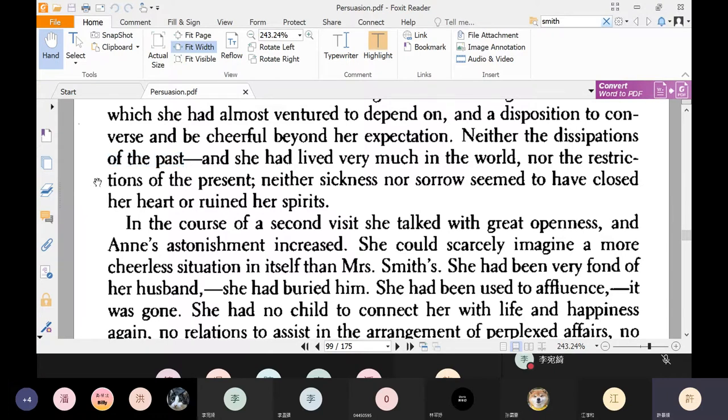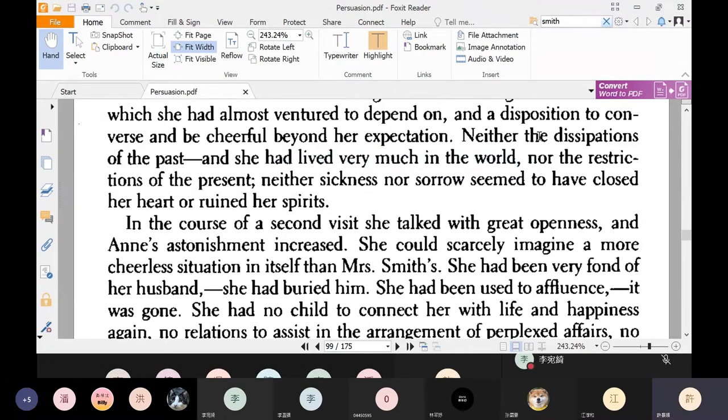And she had lived very much in the world. So what does this mean? So remember that this is a Christian society. And in a Christian society, you are always comparing this world and the next world, for example, heaven. So to live in the next world would be like to be a priest or to be a religious person who doesn't really take part in many events and interactions with people, like business, for example. But this is not the case, right? Mrs. Smith had lived very much in the world. So she had many interactions. She had lots of business.